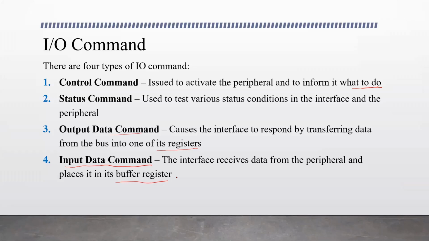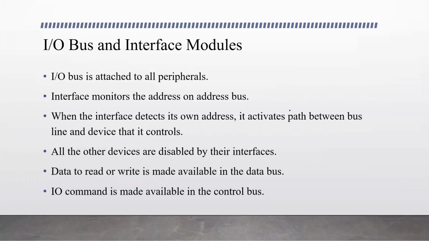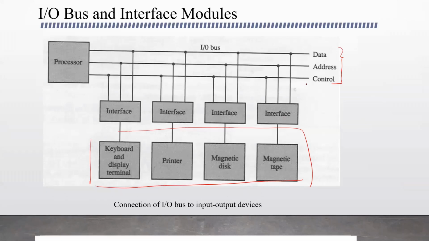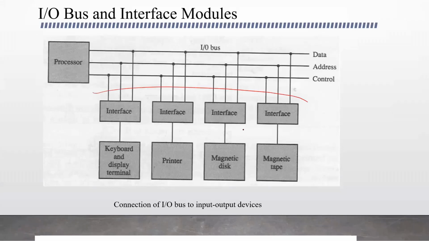So these are the different IO commands. The IO command we discussed here is the one that is placed on the control bus. We have seen that the IO bus connects the internal components to the input-output devices. This connection is done through the interface, correct? This is the interface component that connects the IO devices to the internal system.